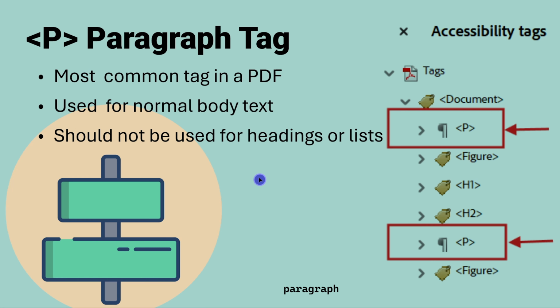Another important tag is the paragraph tag. This is the most commonly used tag in a PDF. It's going to be a lot of paragraph tags. You use it for normal body text. It should not be used for headings, lists, tables, or any important structure. So the paragraph tag is just for a paragraph or block of text, and there are going to be a lot of paragraph tags in your document.